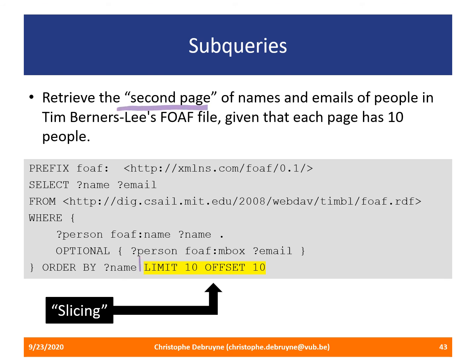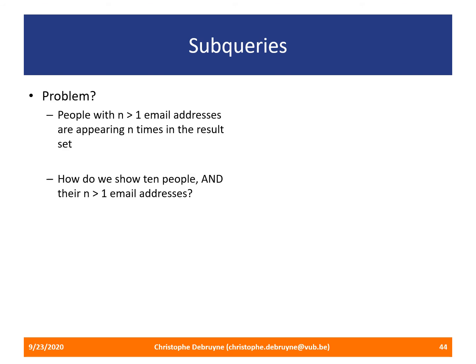This process is called slicing. However, this query is not entirely correct. Why not? Well, we're going to show the second 10 solutions in the result set. But what if you have people with more than one email address? They will appear that number of times in the result set. So how do we show 10 people and their email addresses, if they have more than one, or none, on the second page?